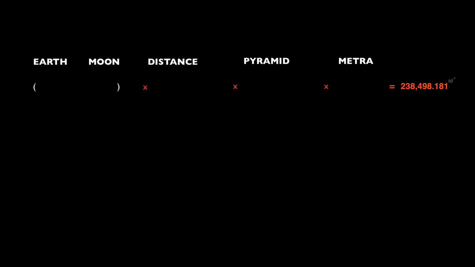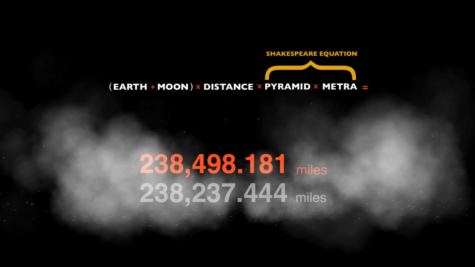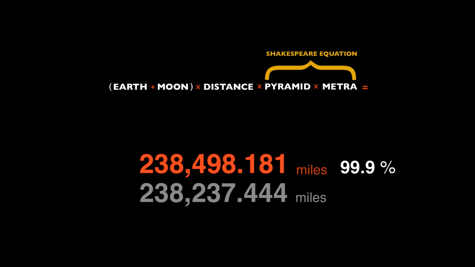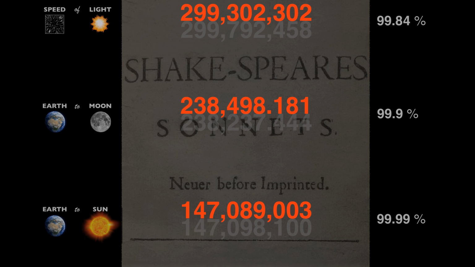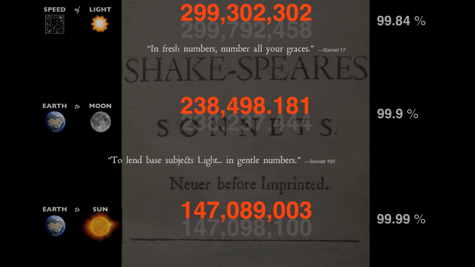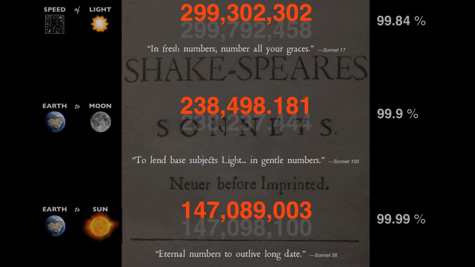Same thing. To 99.9% accuracy. The formula is always the same, pyramid times pi over 6. It's an astounding accomplishment because he's working only with singular integers, the numbers of the sonnets. But he also gives us poetic clues in the words: in fresh numbers, number all your graces, to lend base subjects light in gentle numbers, eternal numbers to outlive long date.